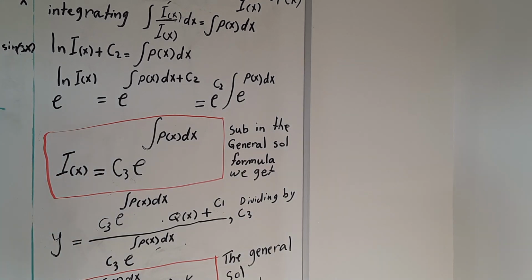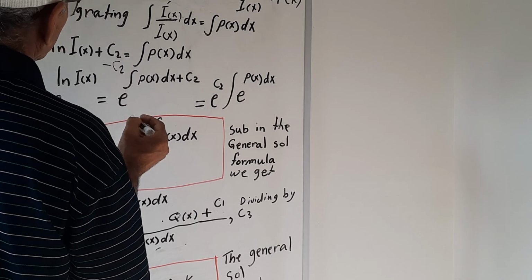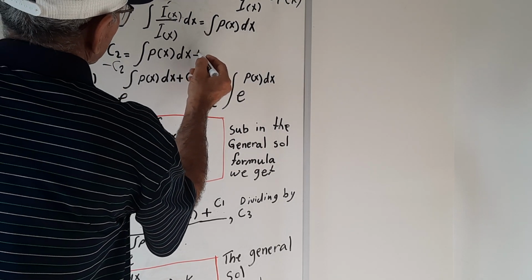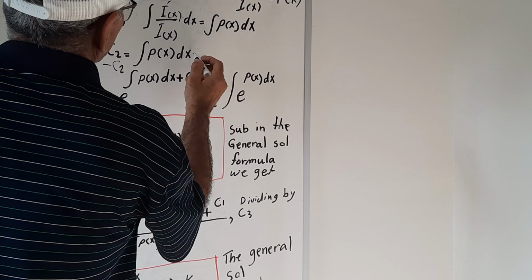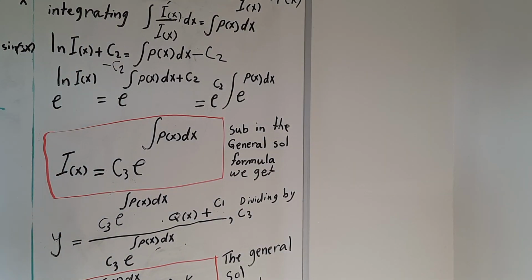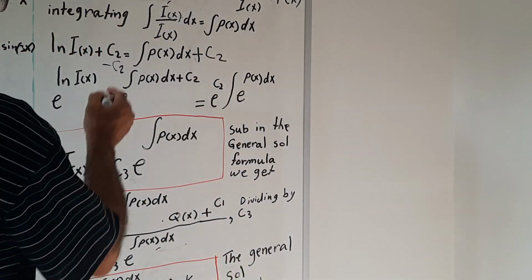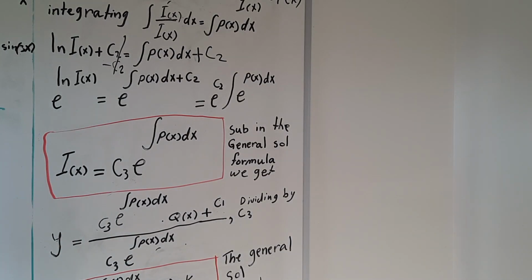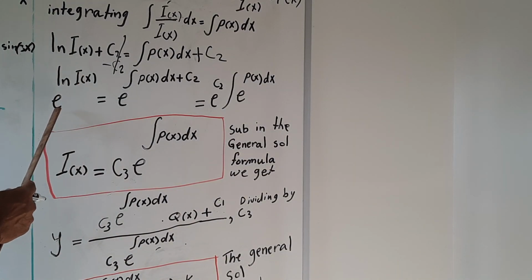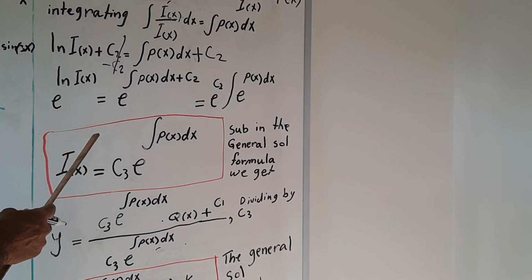Again, this one, we can subtract C2 from both sides. And again, as before, the constant of integration, if we write it plus or minus, is still the same. We will get the right answer at the end. So we put it plus, and this one cancels. Then we raise them to the base e, both sides.